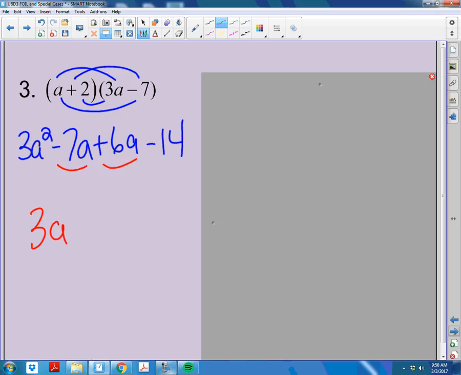3a minus a minus 14. If you write minus 1a, I'm not counting off. But just understand that on a multiple choice test, they wouldn't have that. Any questions? Raise your hand if you have questions.